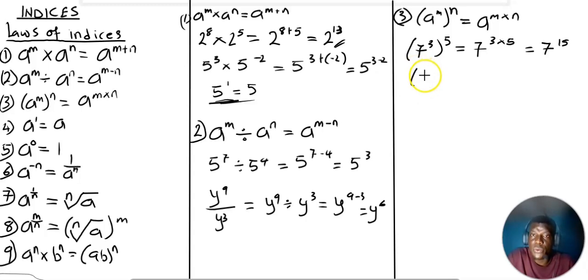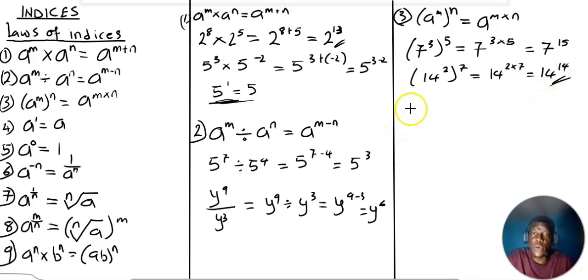Now you can try this out yourself. Then you have 14 raised to the power 2, all to the power 7. Now this is equal to 14 raised to the power 2 times 7. And this is equal to 14 raised to the power 14. So it's very, very simple.